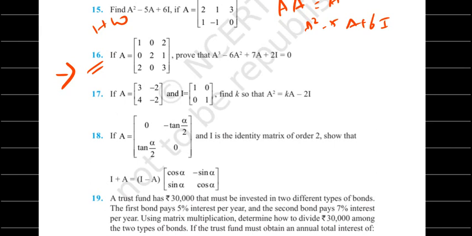In question number 17, they have given: if A is equal to this one, I is equal to this identity matrix, find K. What we need to find is K, and for that we need to do A square minus is equal to KA minus 2I. Okay, let us start doing this one.